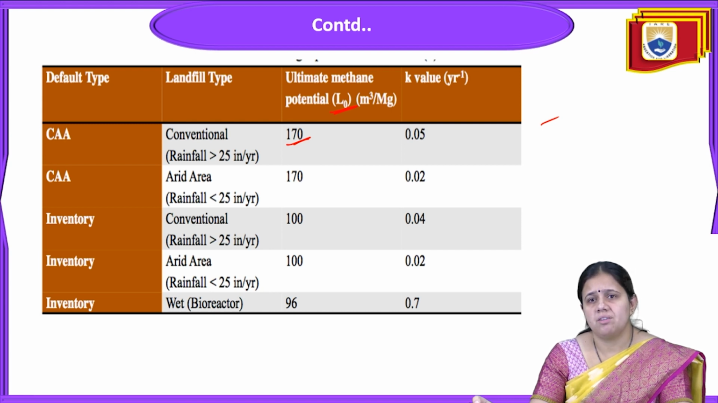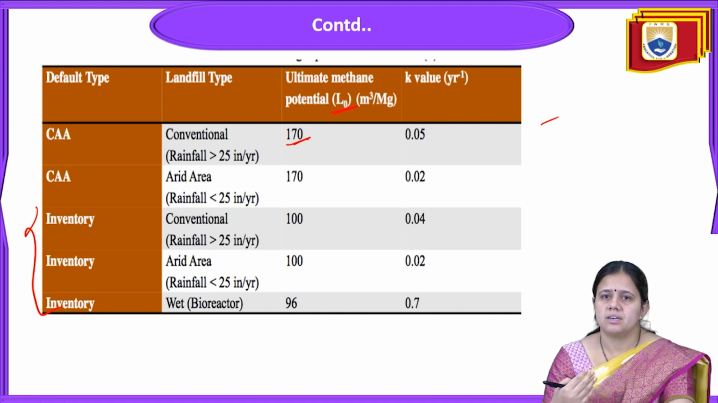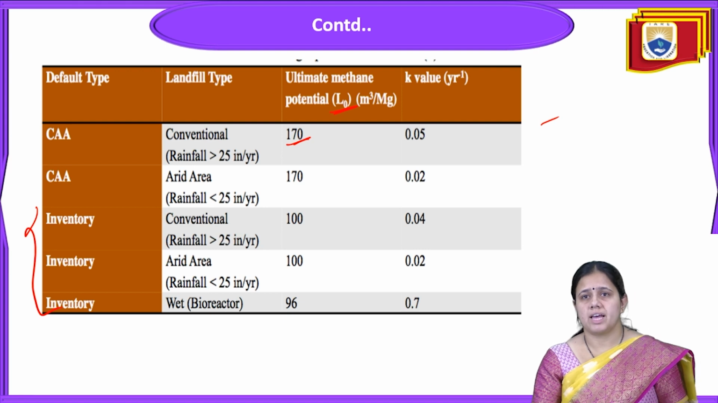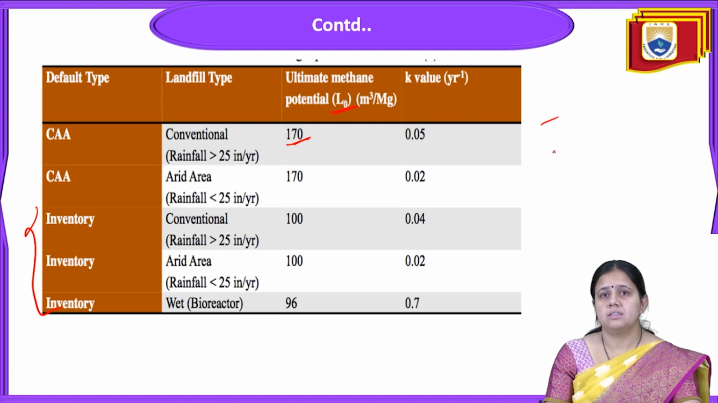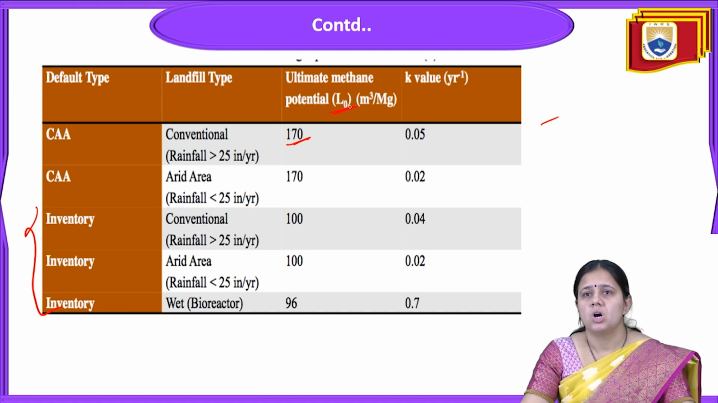Again for arid area and wet area: in the wet, like in the bioreactor, this is inventory. These are all inventory methods. So conventional, arid area, and wet reactors. These default types exist for landfills, and the ultimate methane potential from each particular landfill has been collected and discussed here. You can see the default types are CAA and inventory, and in both cases, conventional arid area, the ultimate methane potential, L naught, and the K value are given. All these are per year.